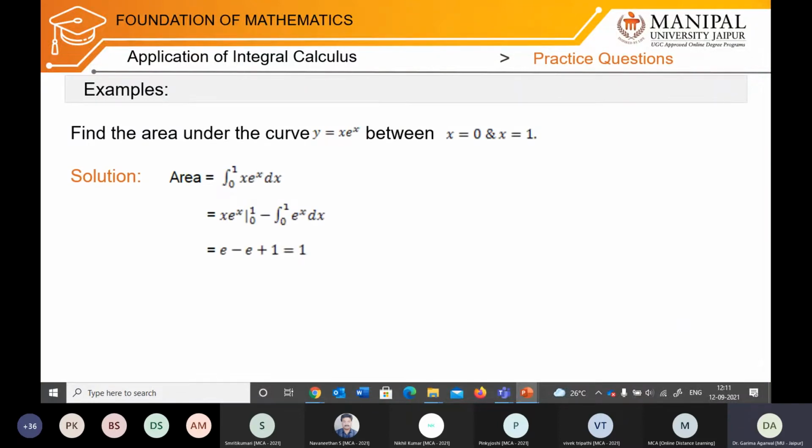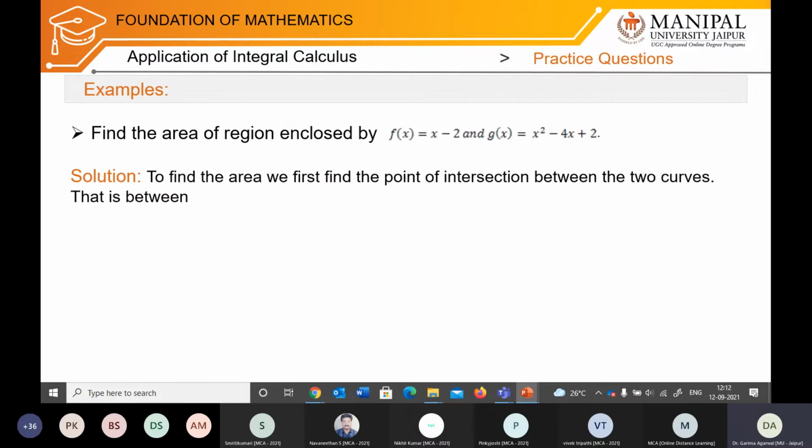Now here we have a curve y equals x e raised to x between x equals 0 to 1, right? We need to find the area. So what is the formula? Integral from x1 to x2 of f(x) dx, right? So f(x) is x e raised to x, x1 to x2, that is 0 to 1, dx. We just need to integrate it, apply the limits, and we'll get the area under this curve. Clear? But in this question, limits are given.